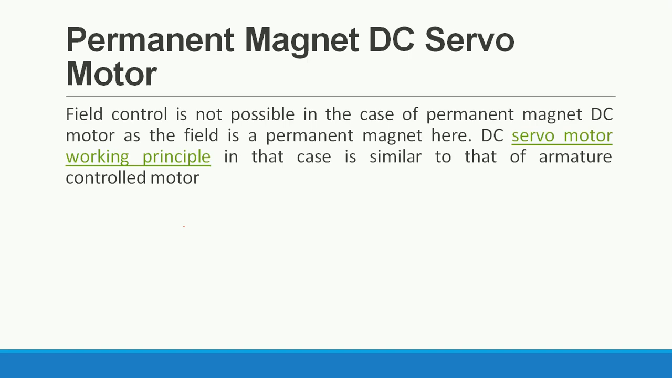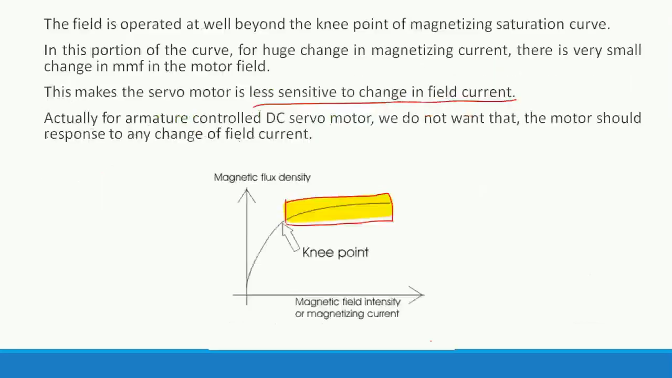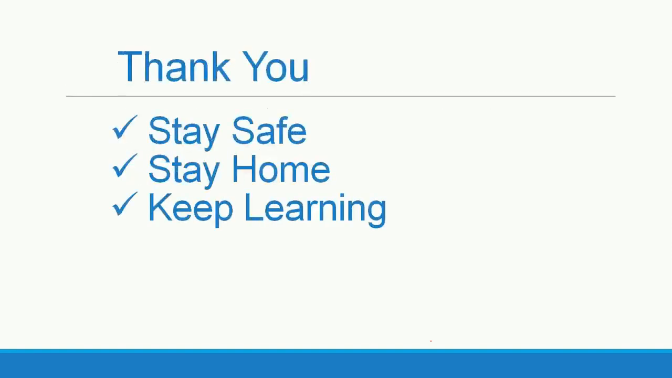Let us discuss the permanent magnet DC servo motor. Here, field control is not possible in this permanent magnet type of DC servo motor, and the working is quite similar to the armature controlled DC servo motor. Only the field winding is replaced by a permanent magnet. So that is the working of the DC servo motor, and it is very important to study it.